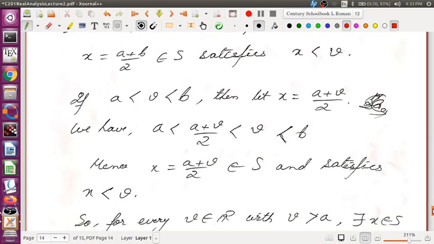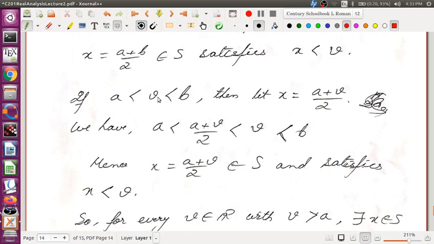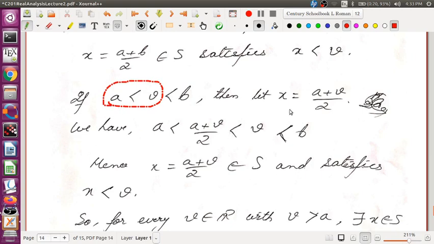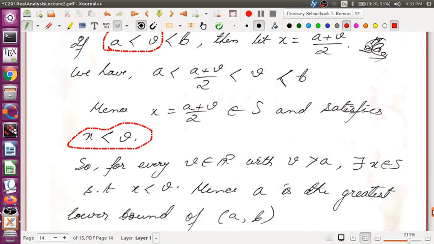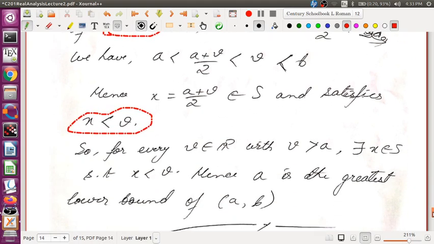So if v lies between a and b, we need an element which is less than v, so we will take the arithmetic mean of a and v, right? So let x equal to (a plus v) by 2. So we have a less than (a plus v) by 2 less than v. So x equal to (a plus v) by 2 is an element inside S, and it satisfies that x is strictly less than v. That means v cannot be a lower bound, because there are elements which are smaller than v. So v cannot be a lower bound of this set.